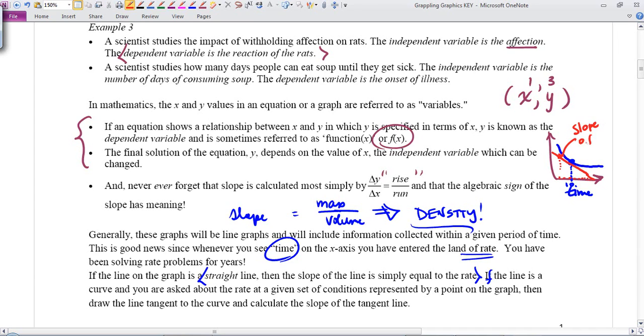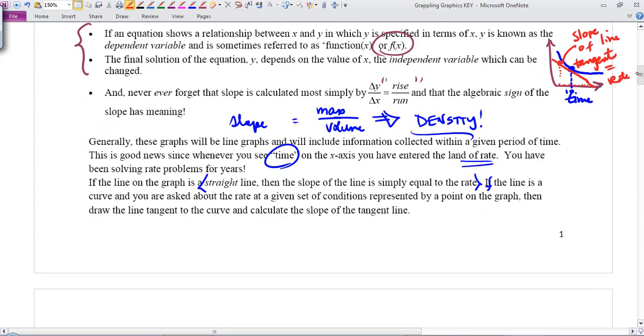The slope of the line tangent, not the button on your calculator. The line is tangent, it snuggles right up to the curve at only one point. The slope of that tangent line is equal to the rate. That's what we often call an instantaneous rate. The rate at an instant of time is what that translates into in common everyday language.